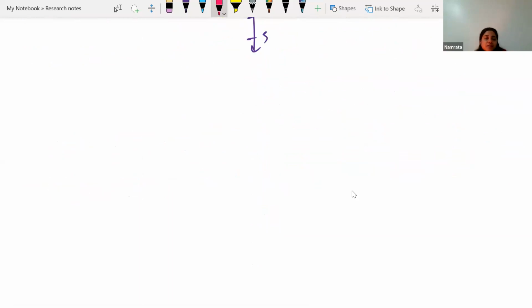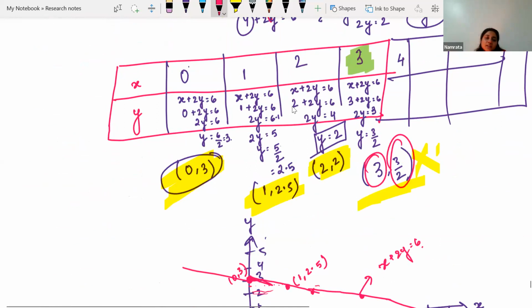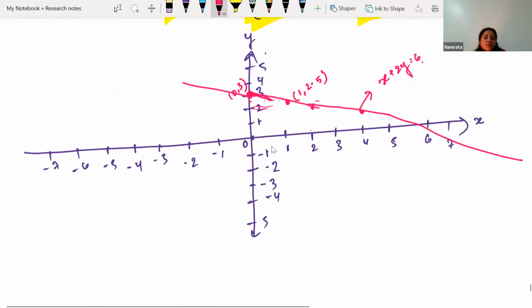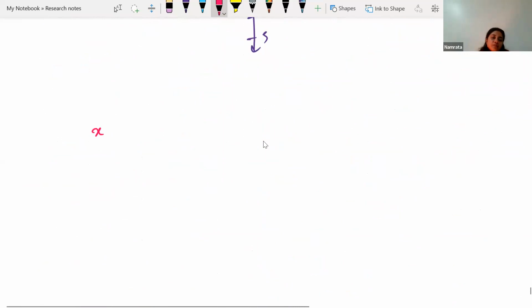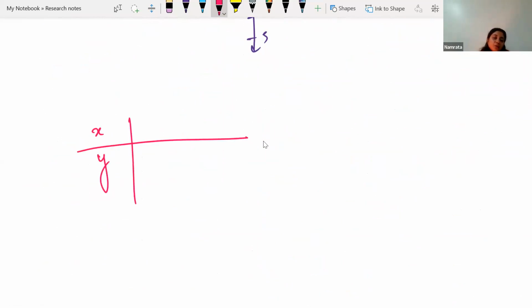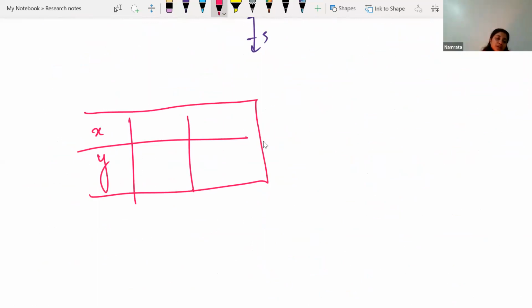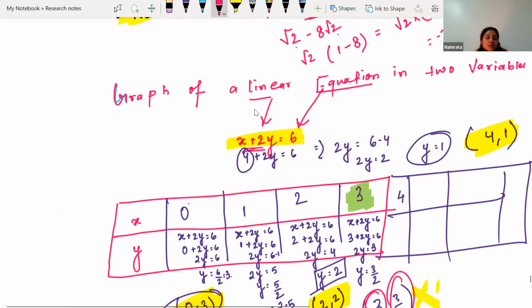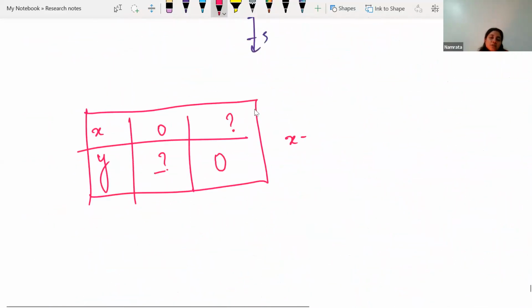Here I want to add one thing: rather than finding 4, 5, 6 points, even if we find only 2 points, we can plot the graph. What 2 points should we take? Take x as 0 and find the y value, and for the other point, take y as 0 and find the x value with the help of the given equation. Our equation was x plus 2y is equal to 6.